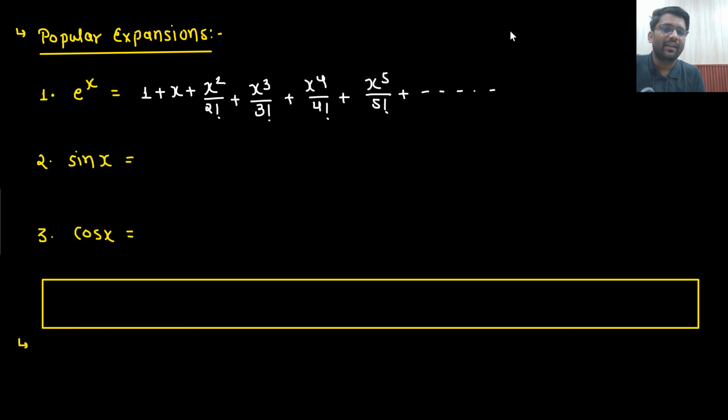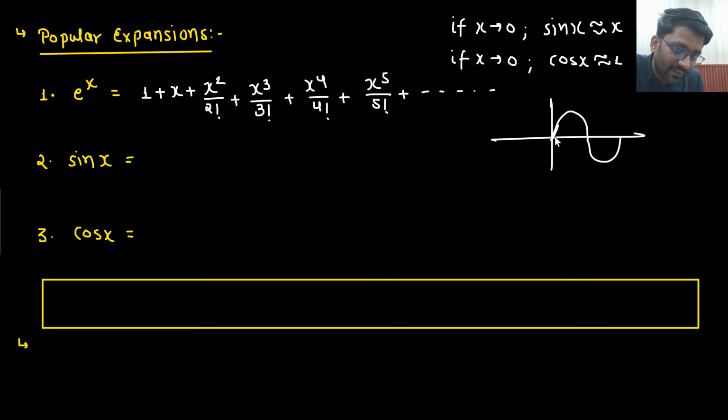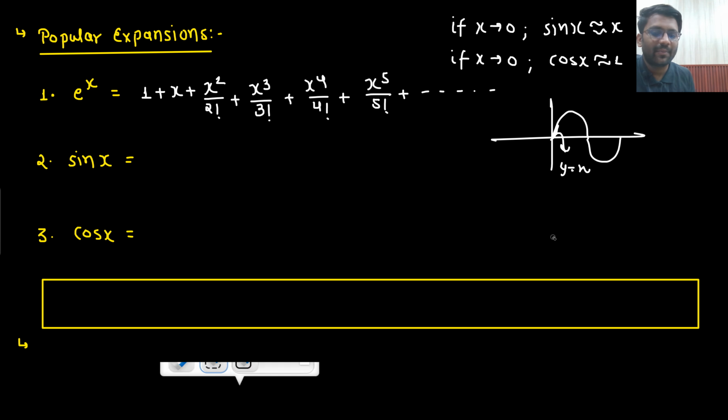Or you can remember, if x is tending to 0, then I told you sin x can be approximated to x only. And if x is tending to 0, then cos x could be approximated to 1. Basically, you see the graph of sin x. If x is very small, isn't it like a straight line? What is the equation of this line? y equals x.